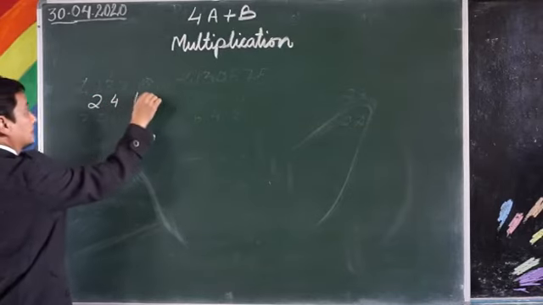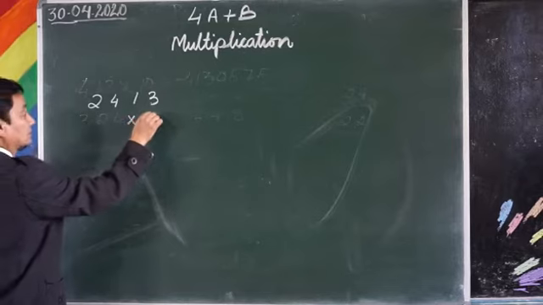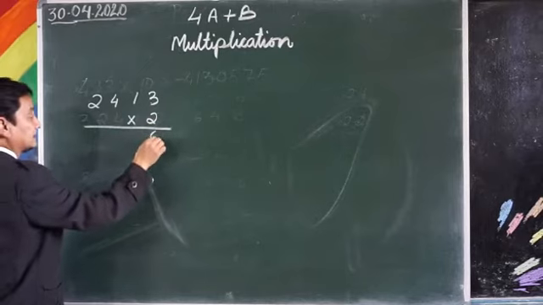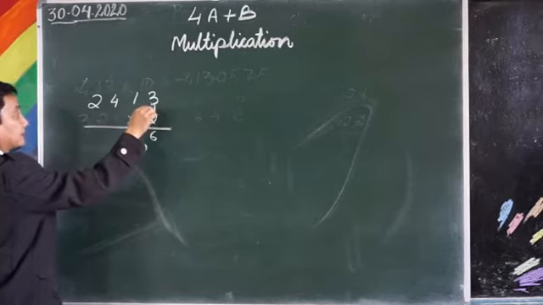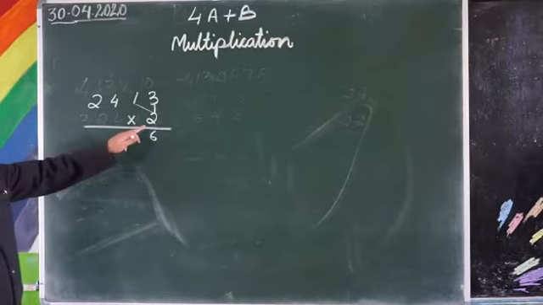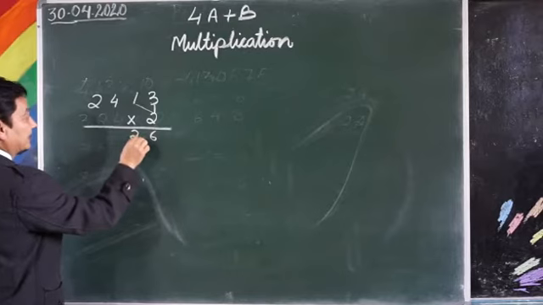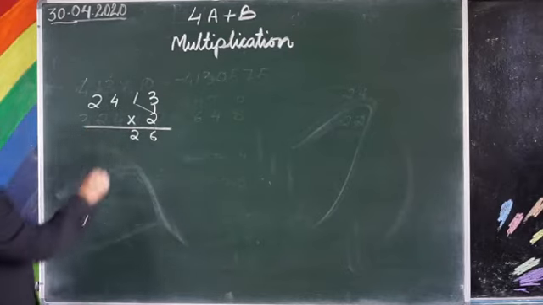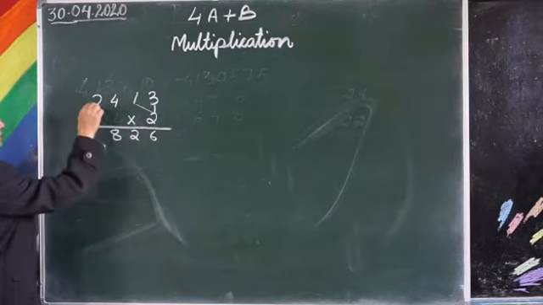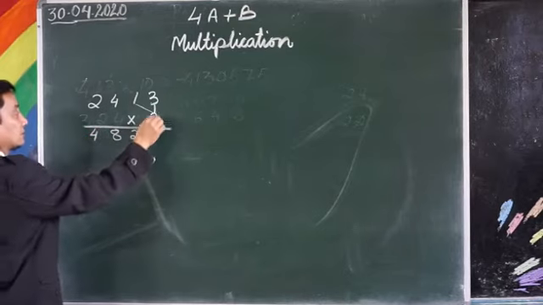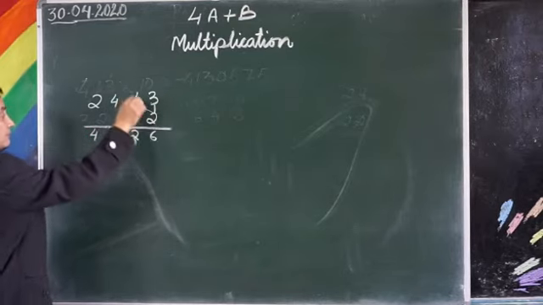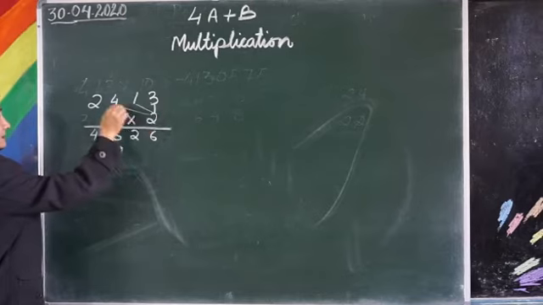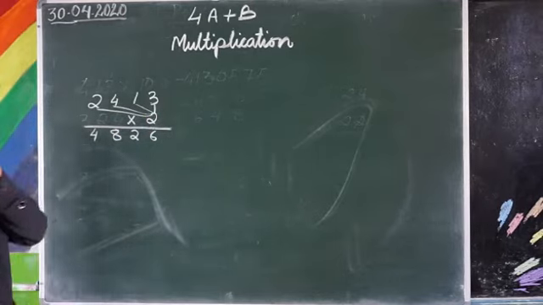2, 4, 1, 3 into, let's use a small number, 2. 2 3s are 6. First multiply with this, then multiply with 1. 2 1s are 2. Don't forget to write it below the top number. 2 4s are 8. And 2 2s are 4. First with 3, write your answer here. Then with 1, write your answer here. Then with 4, write your answer here. Then with 2, write your answer here. Is that clear? I know many of you know how to do it.